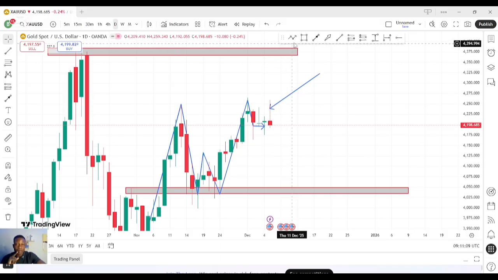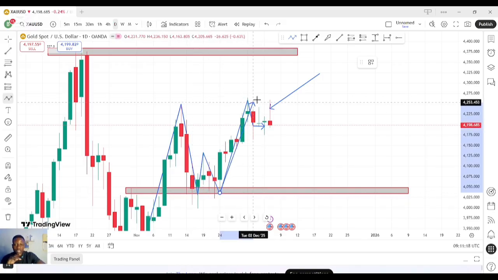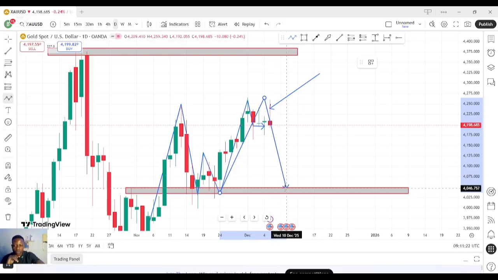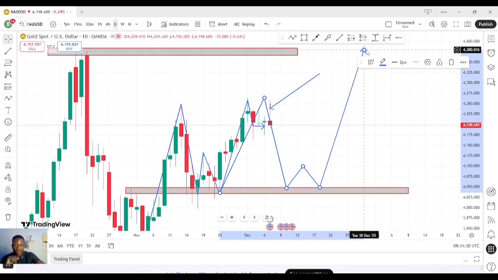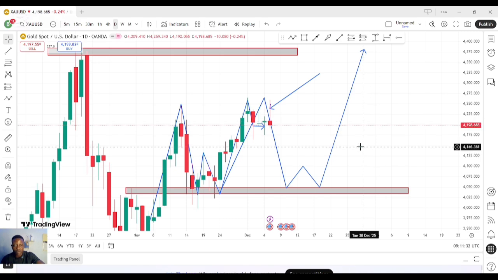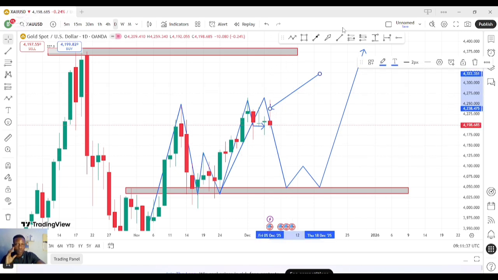What I'll be expecting this week that is about to start is for the market, as it reaches this particular area, to come down to this support level and gather momentum before we see a push from this support level. Then we'll see a double top here. This is exactly what I'm seeing on the daily time frame on XAUSD.